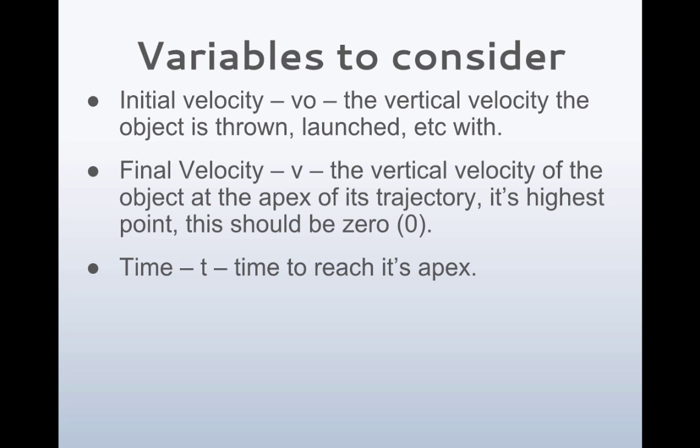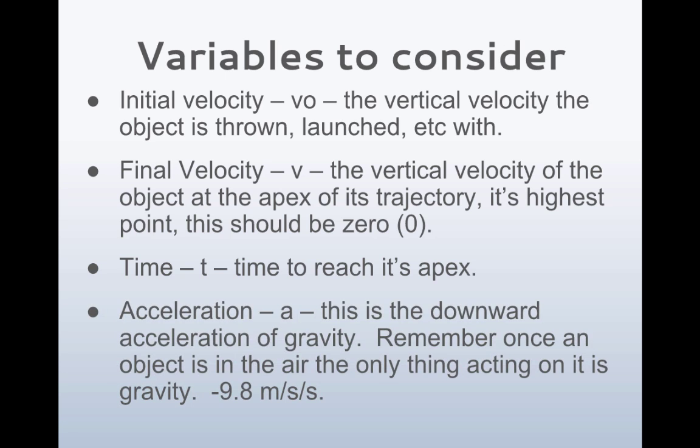T is time, and this is the time up to reach its apex. And the acceleration, now we have to consider direction, is always down, and it is always negative 9.8 meters per second squared.